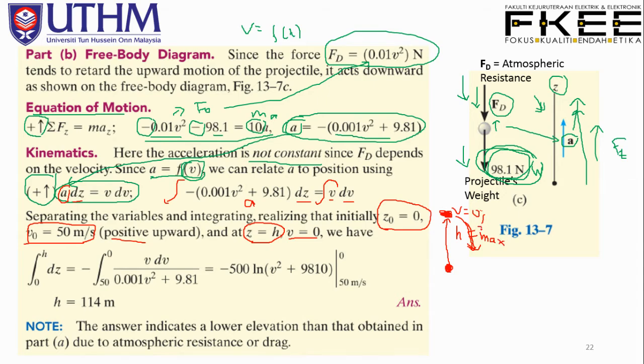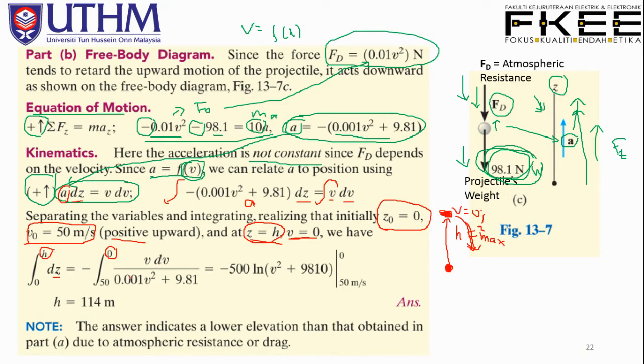Okay, z maximum. So at maximum height, the speed is 0. So we have over here, integrate dz from 0 to h. Okay, so z is the position. So we try to derive from 0 to h, right? The maximum height the ball or the projectile may go. And this is from the initial 50, the speed, down to 0. Okay, so the height is up to h.